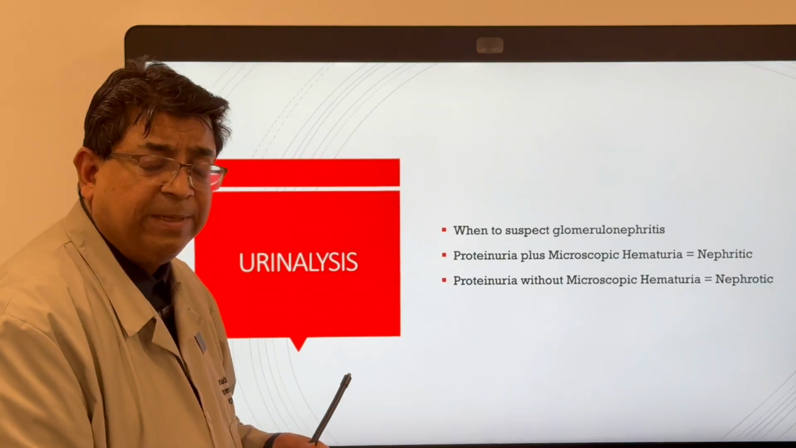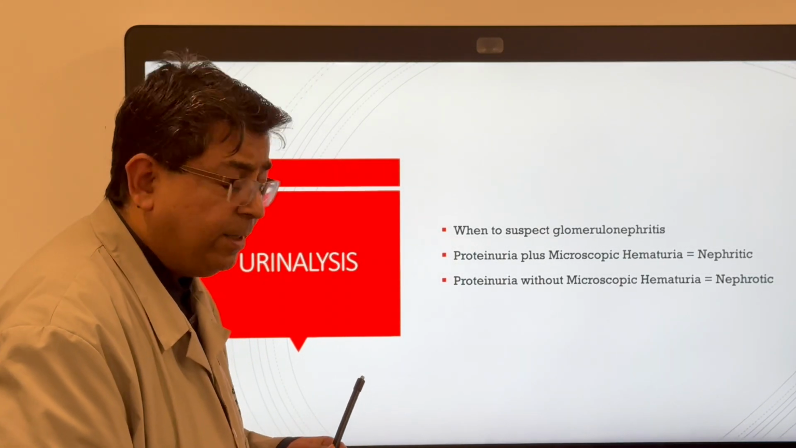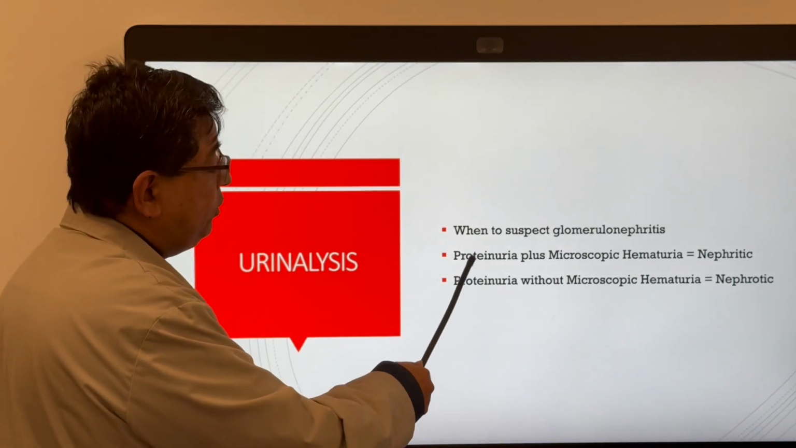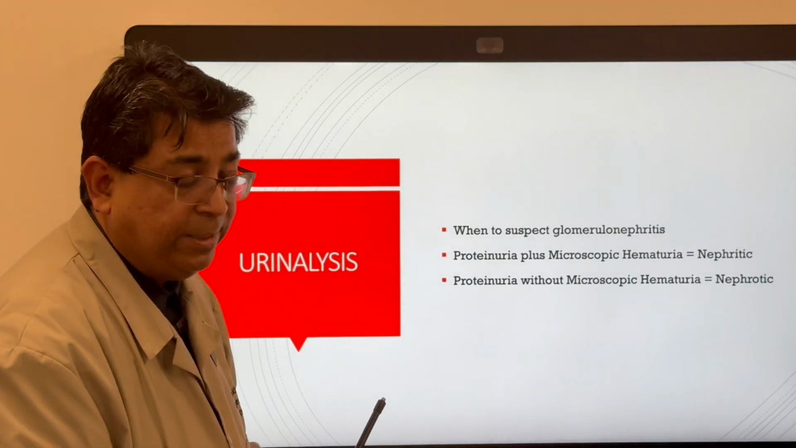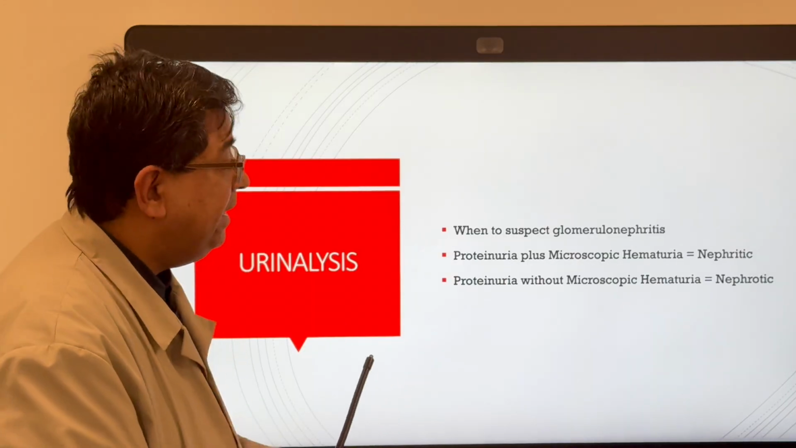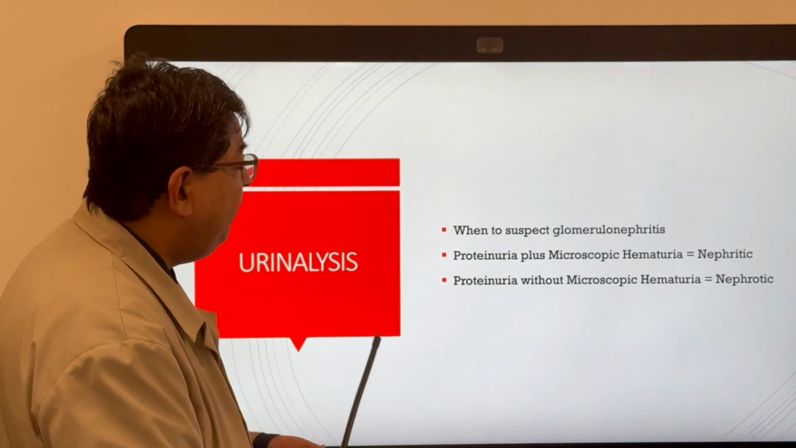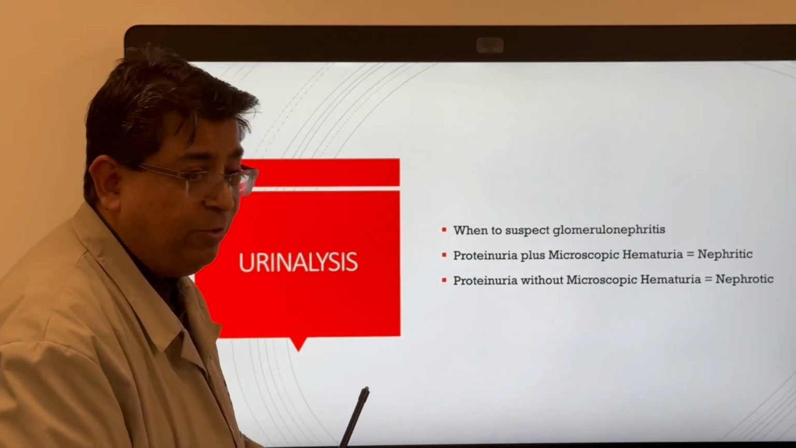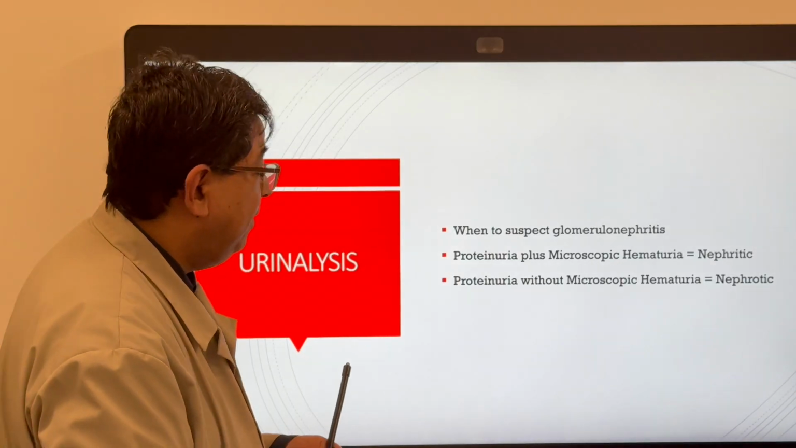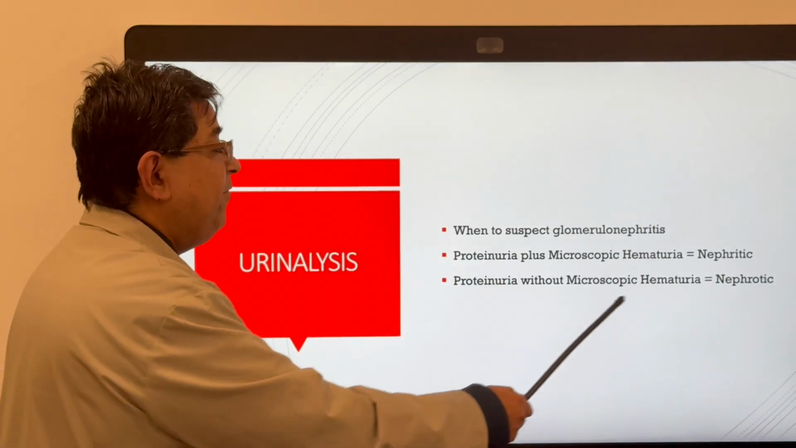So when do you suspect glomerulonephritis? When do you suspect that something autoimmune is going on? So usually you see a combination of proteinuria and microscopic hematuria. And when you see that combination, then a red flag should go up that this could be a nephritic process. If you don't have microscopic hematuria and you have a lot of proteinuria, typically greater than 3.5 grams, that's also a glomerulonephritic process. That's a nephrotic process.